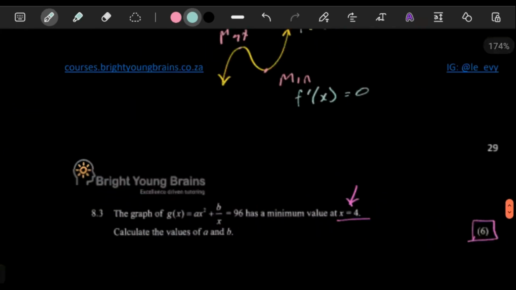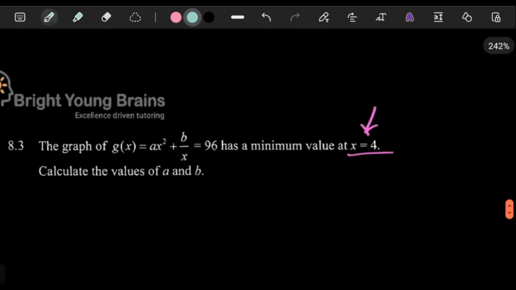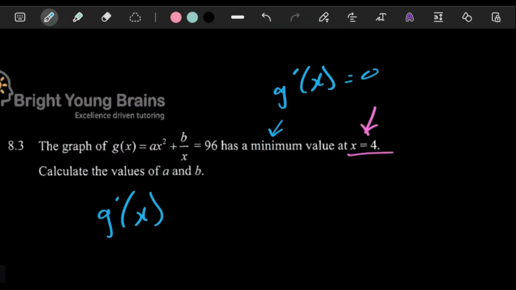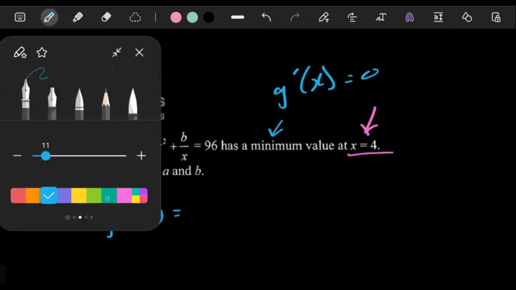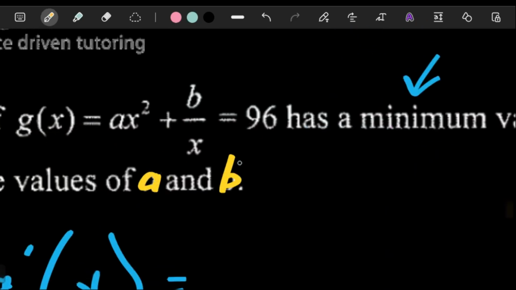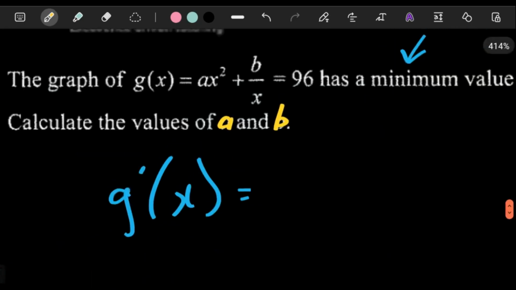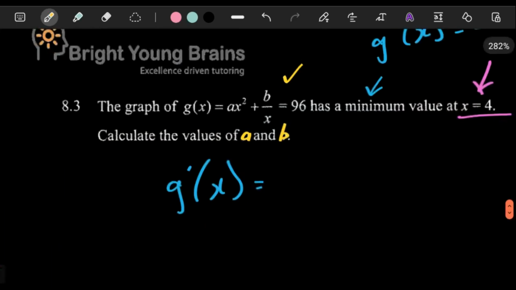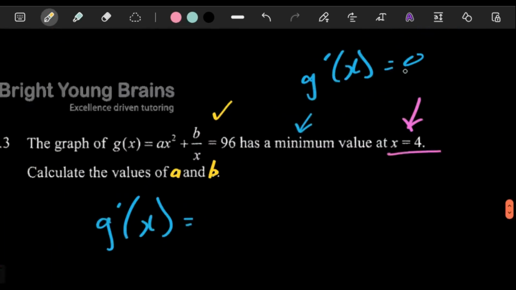If we are going to be strategic about this, anytime they're speaking of a minimum value here, we should keep in mind that it is a point where the first derivative is equal to 0. So let's get the first derivative and make it equal to 0. The reason I'm doing that is anytime you need to get two variables, you need to work those variables out simultaneously. So you need two equations. You already have one equation here. Let's get another one, which is our first derivative. We're going to make it equal to 0.